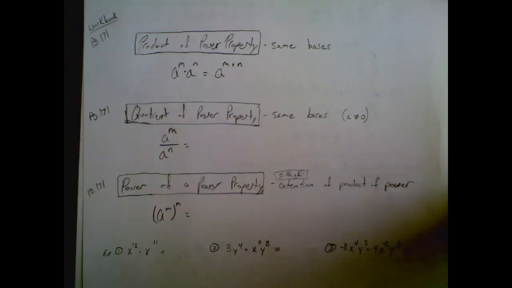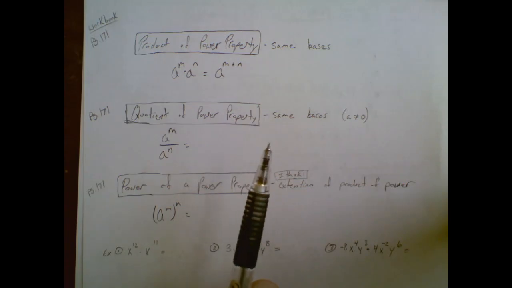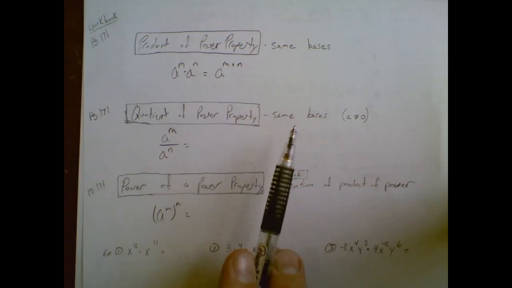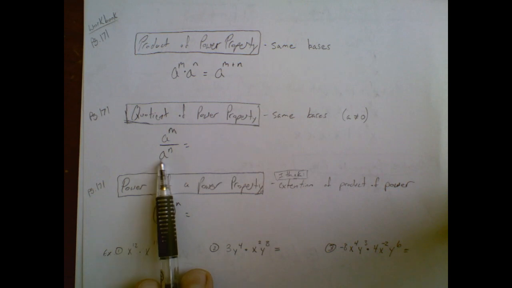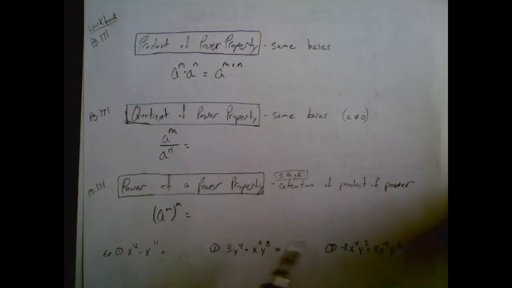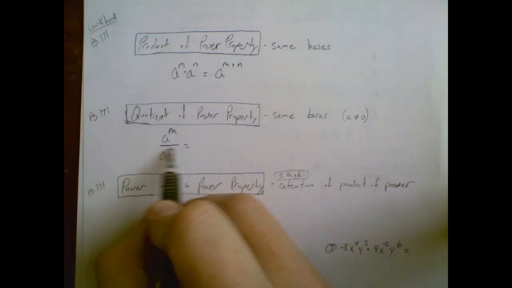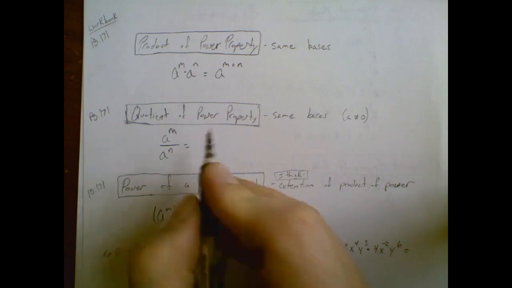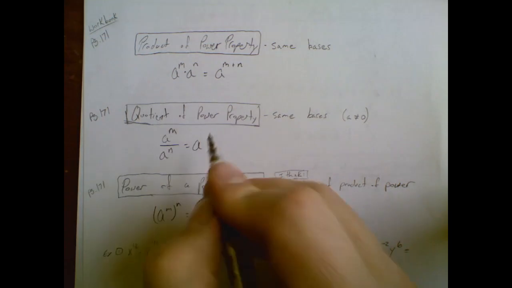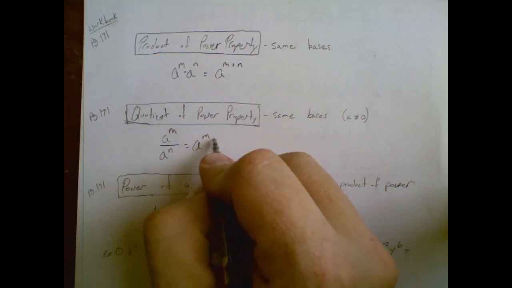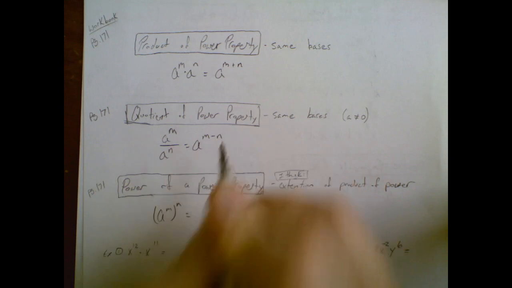Okay? The quotient of power property, again, this is another one with the same base. The key is that base cannot be 0. Okay, so a cannot be 0, and the reason is a is in the bottom. Whenever you have a number in the denominator, it cannot be 0, otherwise it is undefined. Okay, so if we have a base raised to a power divided by that same base raised to a different power, we keep the base just like the first property, but instead of adding, we are going to take the top power and subtract the bottom power.